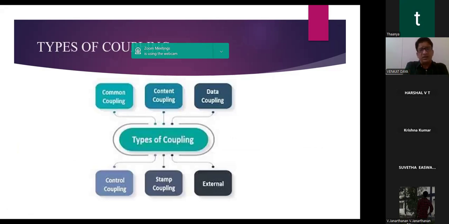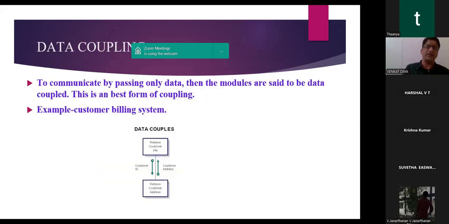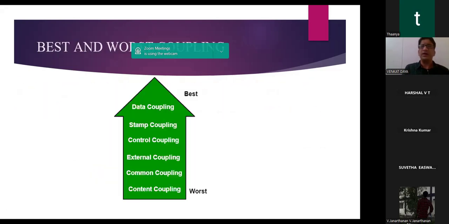So this is the end of the session today. Next class we will go more into types of coupling and types of cohesion, right? Coupling can be applied for documents, for data, for many interfaces. So we'll discuss more about the types of coupling and types of cohesion in the next class.